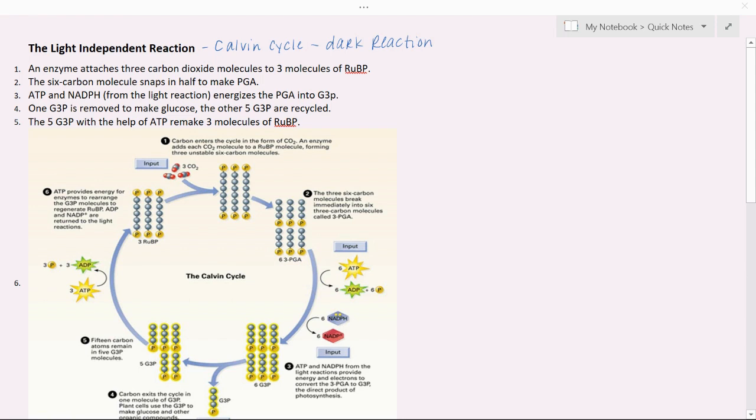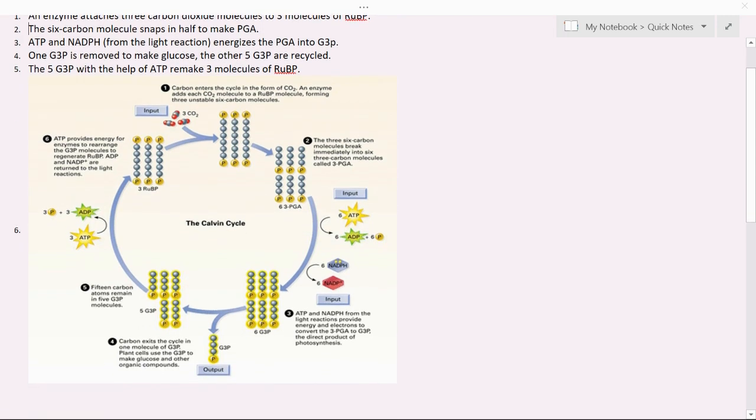We're going to go through this diagram down here, and you'll notice that each step is numbered. That corresponds to the description up here at the top. But I'm going to scroll down so we can really focus on this image, and we can go through these steps. So the first step of the dark reaction is for carbon dioxide to enter the cycle.